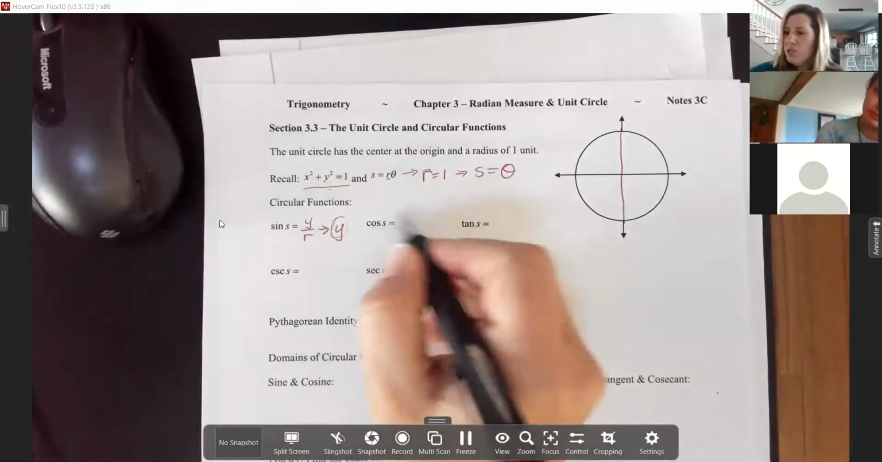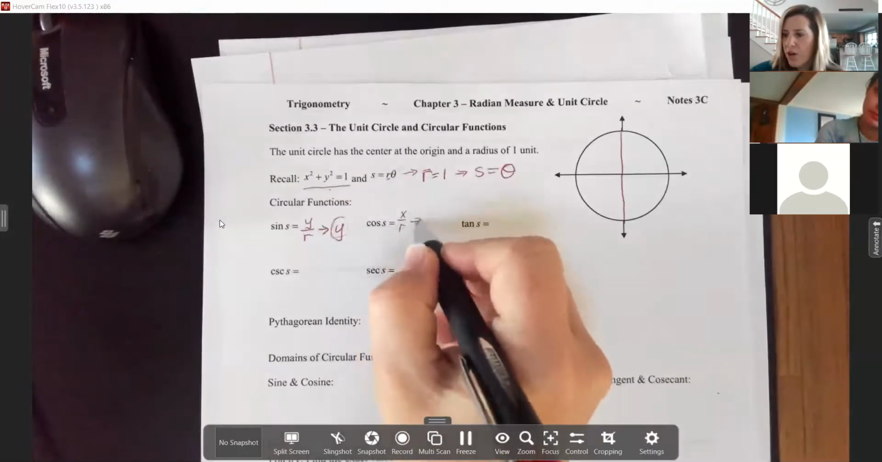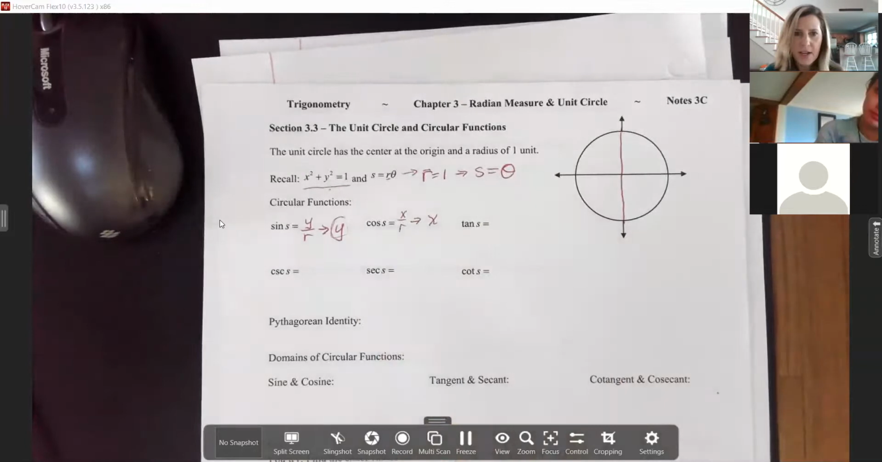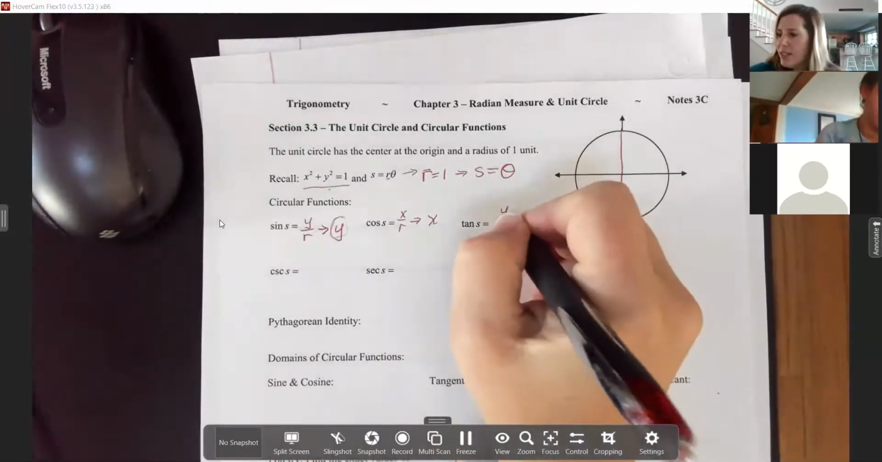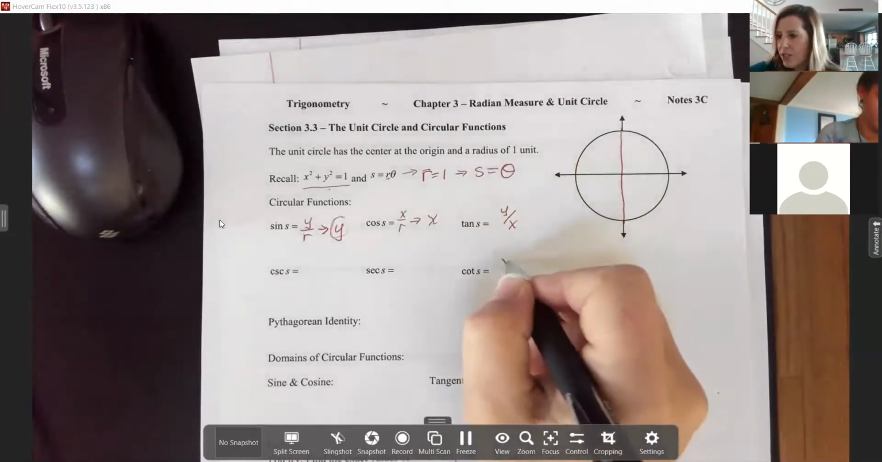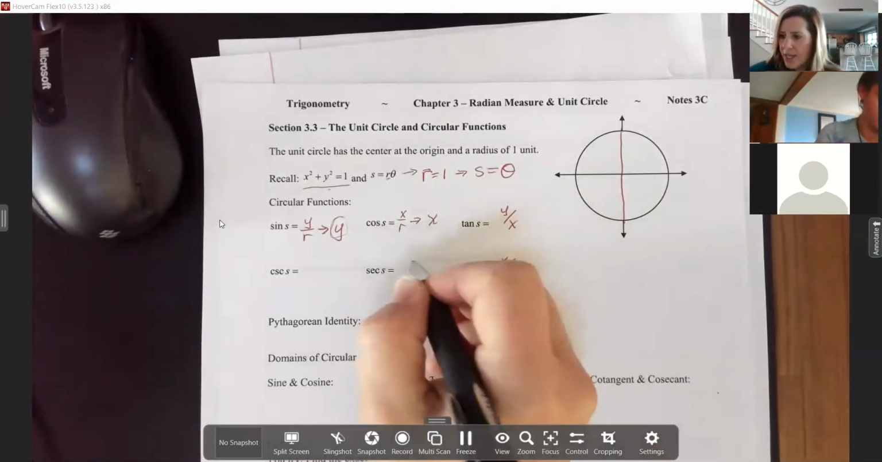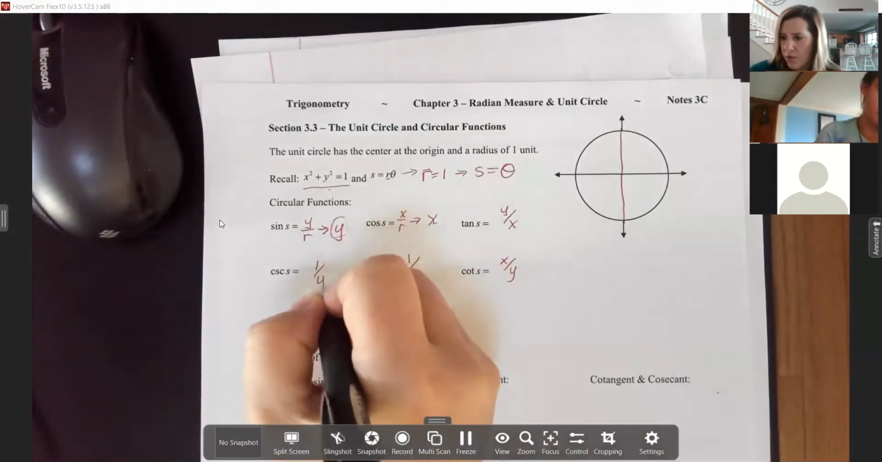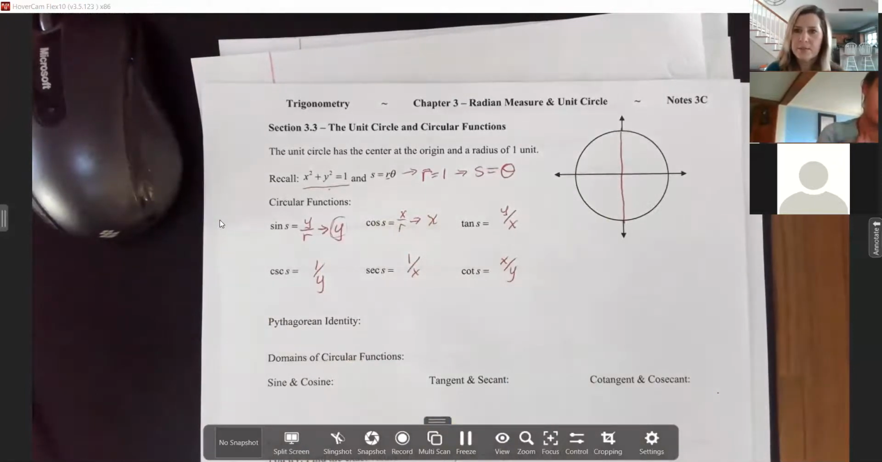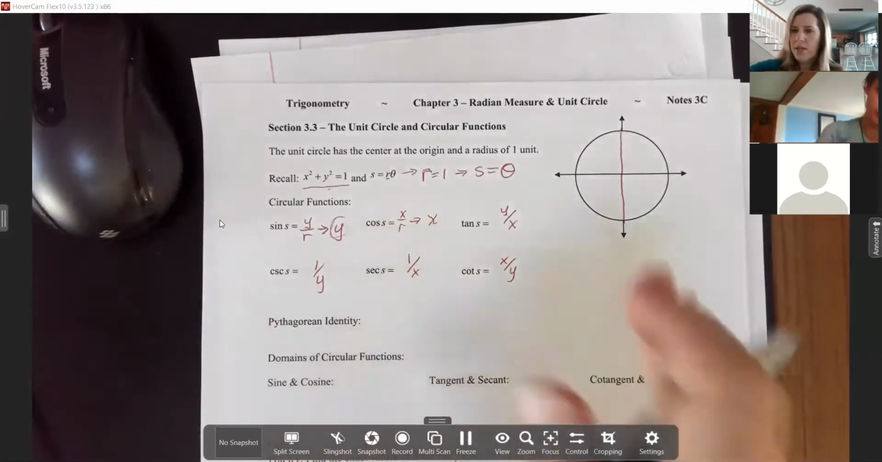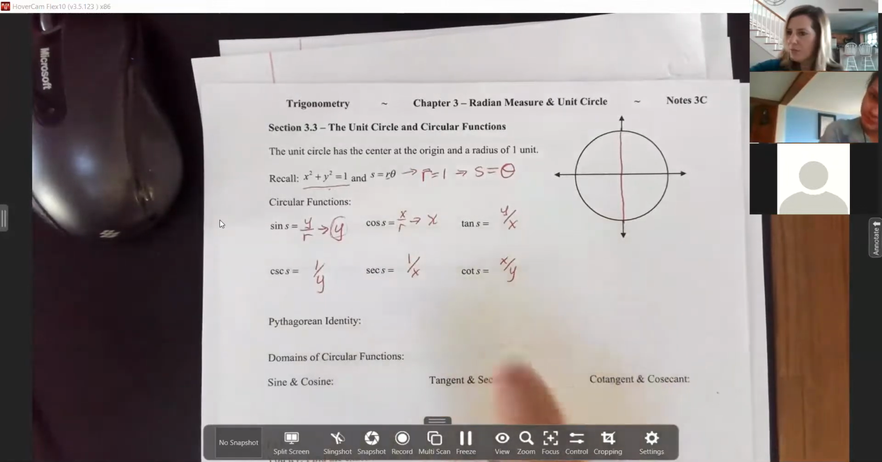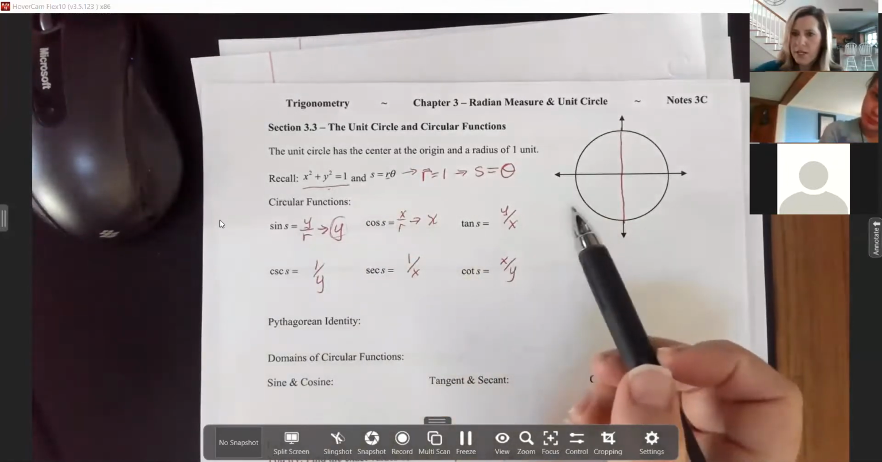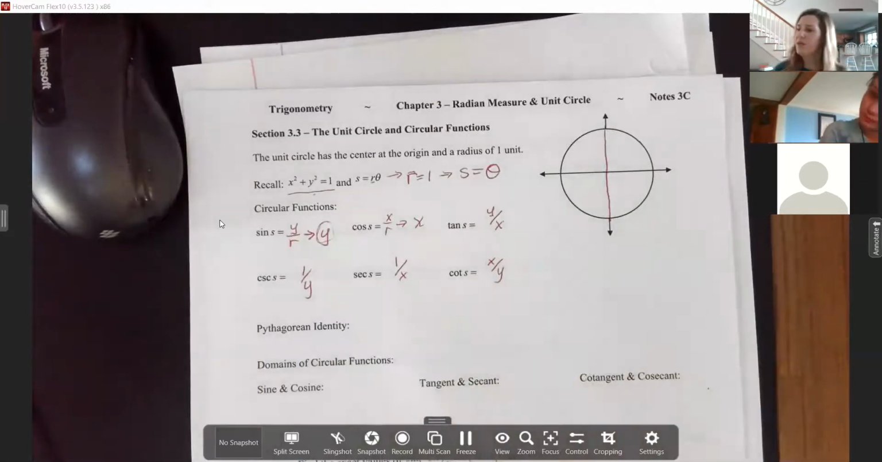So that means cosine was x over r, and we're just going to use x now, right? Because x over 1 is just x. Tangent stays the same as y over x, cotangent x over y. Secant becomes 1 over x, and cosecant becomes 1 over y. That makes sense? So that's just a quick little recap of what is going on here. Are we good with that? Yeah.